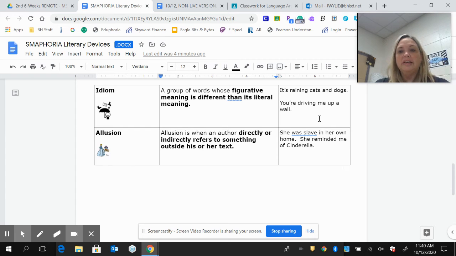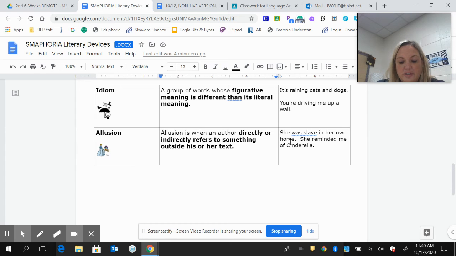Lastly, the A in Smophoria, the second A is allusion. Allusion is when an author directly or indirectly refers to something outside his or her text. So here's an example. She was a slave in her own home. She reminded me of Cinderella. Well, Cinderella was a slave in her castle with her stepmother. So comparing someone to Cinderella, Cinderella is another story that we all kind of know about. That's alluding to something. You're alluding that this person is like a slave like Cinderella.